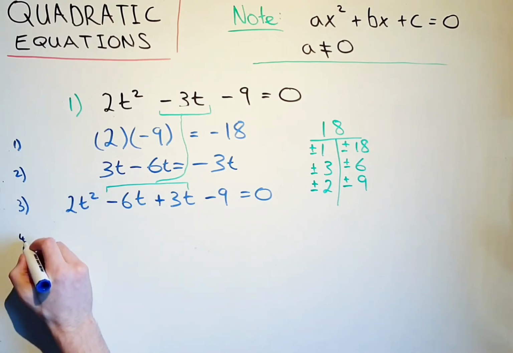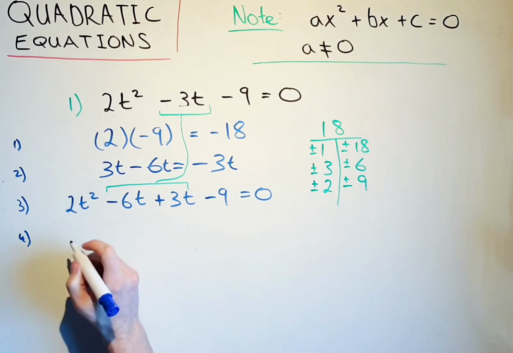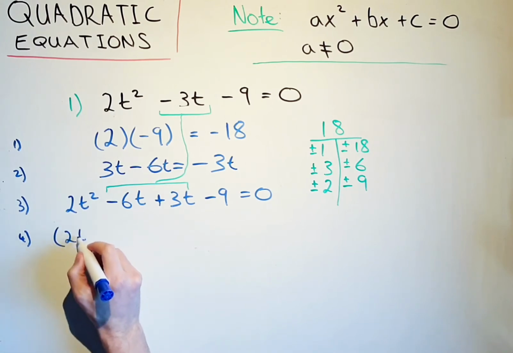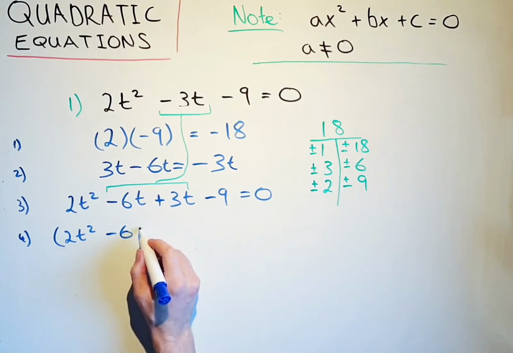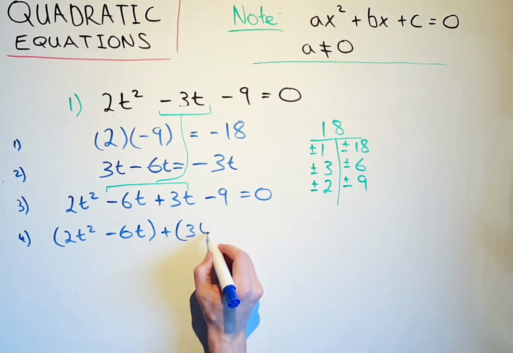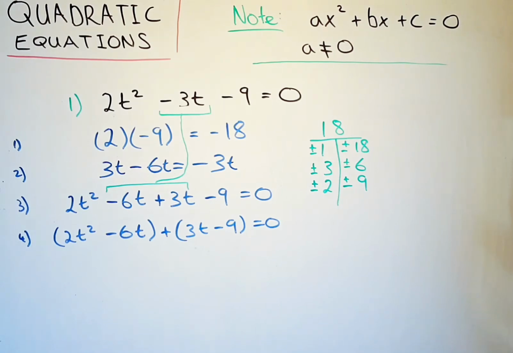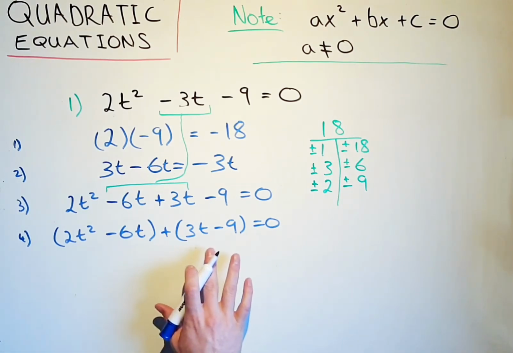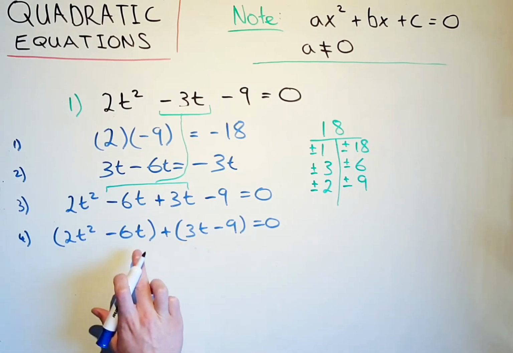Okay, so the next step, step 4, is going to be grouping the different expressions within this new equation. So we're going to group the first two terms. So we're going to have a 2t squared, we have a minus 6t, then we have a plus, and then we have a 3t minus 9 equals 0. Alright, so now we have grouped these two expressions together. We have a 2t squared minus 6t.